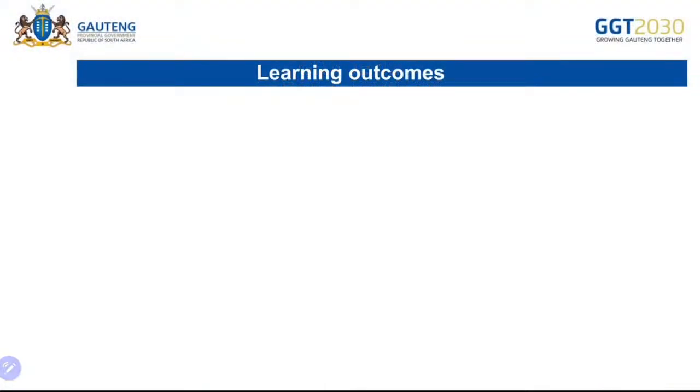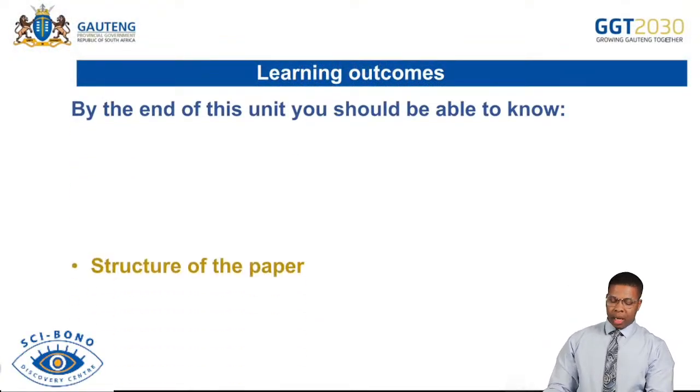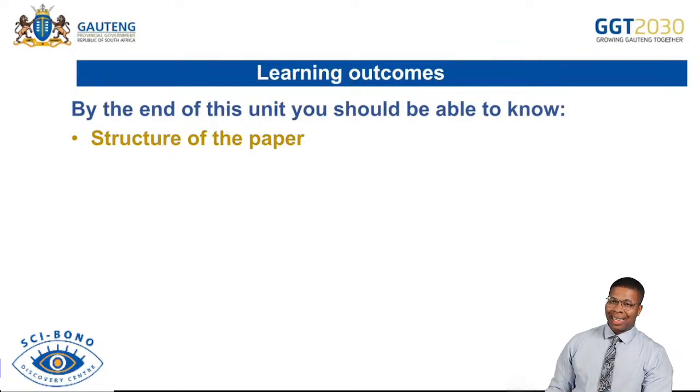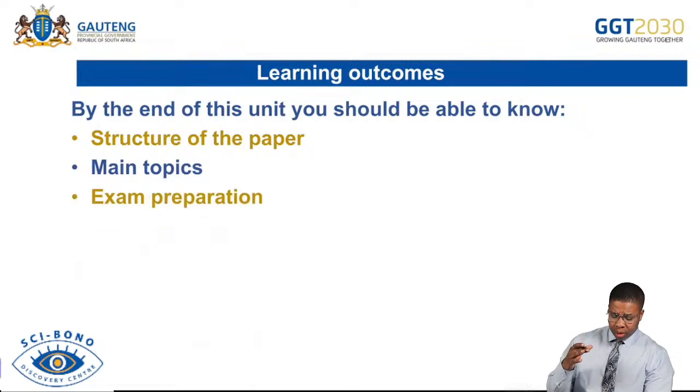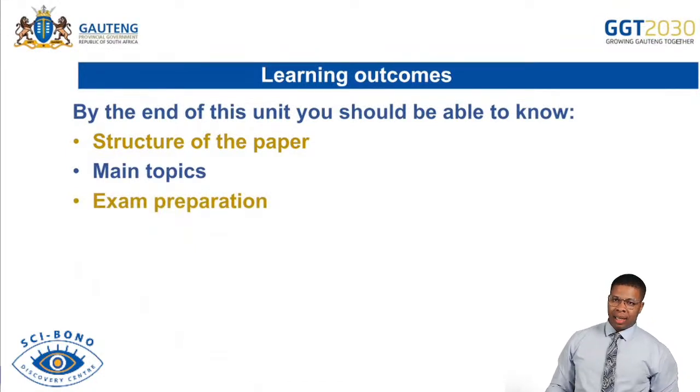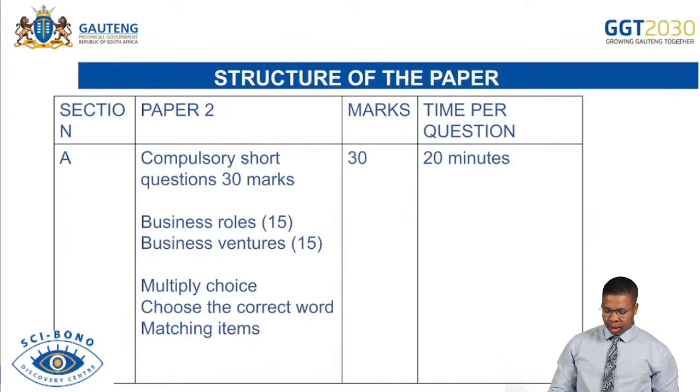Now, learning outcomes. By the end of this lesson, you should be able to know the structure of the paper you will be writing tomorrow. Furthermore, you should know the main topics that are going to be assessed together with their subtopics. And what is going to be critical will be the exam preparation: what approach do you use when you enter that exam, how do you answer, and most importantly, how do you interpret questions when you enter that examination center tomorrow.